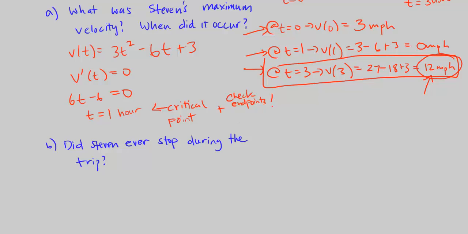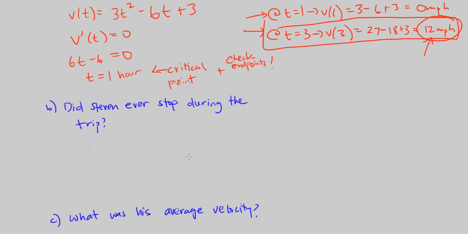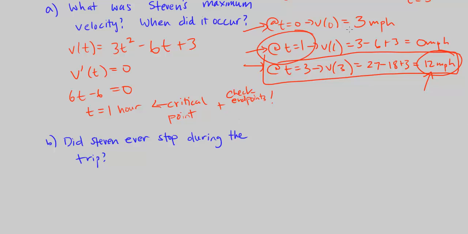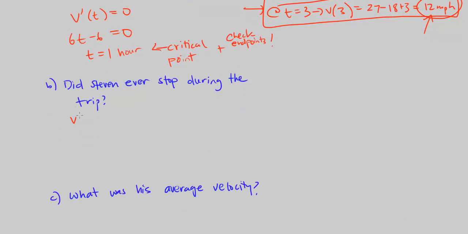Alright, let's go on to part B. Part B says, did he ever stop during the trip? Definitely yes, because we see at time equal to 1 hour, his speed is 0 miles per hour. We could also check this by saying v of t is equal to 0. We know v of t is 3t squared minus 6t plus 3 equals 0, and we're solving for this.